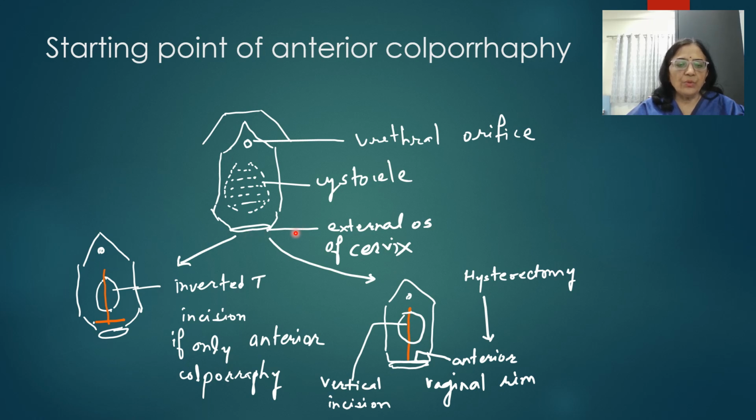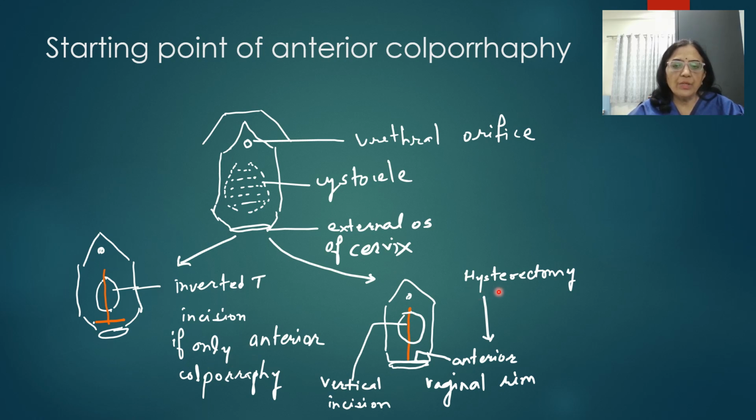Now, if we want to do only anterior colporrhaphy and we have not done vaginal hysterectomy first, in that case the incision which we take is called an inverted T incision, where the vertical arm is from a point below the urethral orifice to the lower end beyond the bulge of the cystocele, and the transverse arm is usually 1 to 2 centimeters above the level of the external os over the anterior vaginal wall. So this is the inverted T incision if we want to do only anterior colporrhaphy where the uterus is not removed.